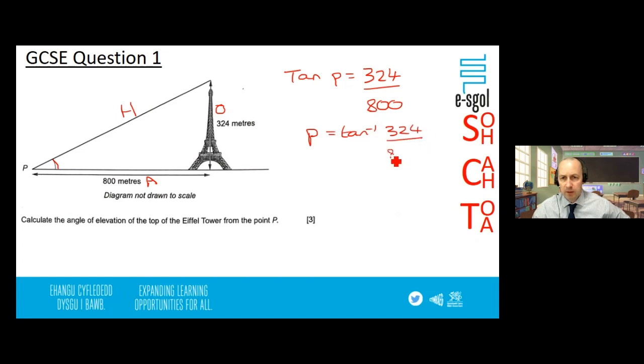324 divided by 800. Again, we're going to put those numbers into our calculator. You could divide and then do shift and tan, depending on how your calculator works. But that comes out to one decimal place. It comes out as 22.0 to one decimal place. So pretty much 22 degrees. But we have rounded it. I've done all the other answers to one decimal place, so that's why I put the 0.0 in.